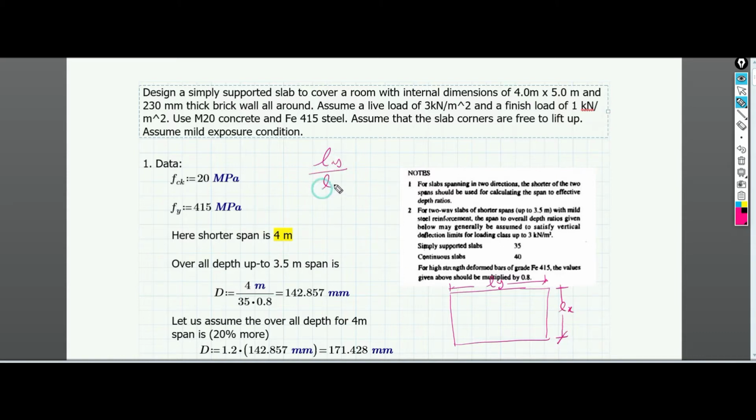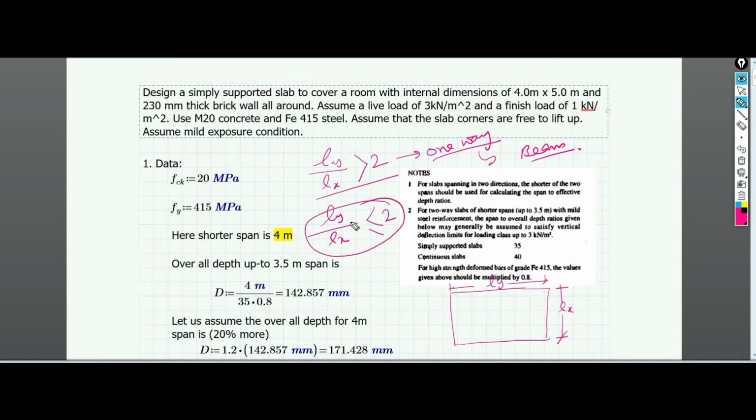Ly by Lx, if this ratio turns out to be more than 2, in that case it will be a one-way slab, which will be designed just like a beam. But if Ly by Lx is found to be less than or equal to 2, then that will be designed as a two-way slab. So we will be discussing how to design a two-way slab.